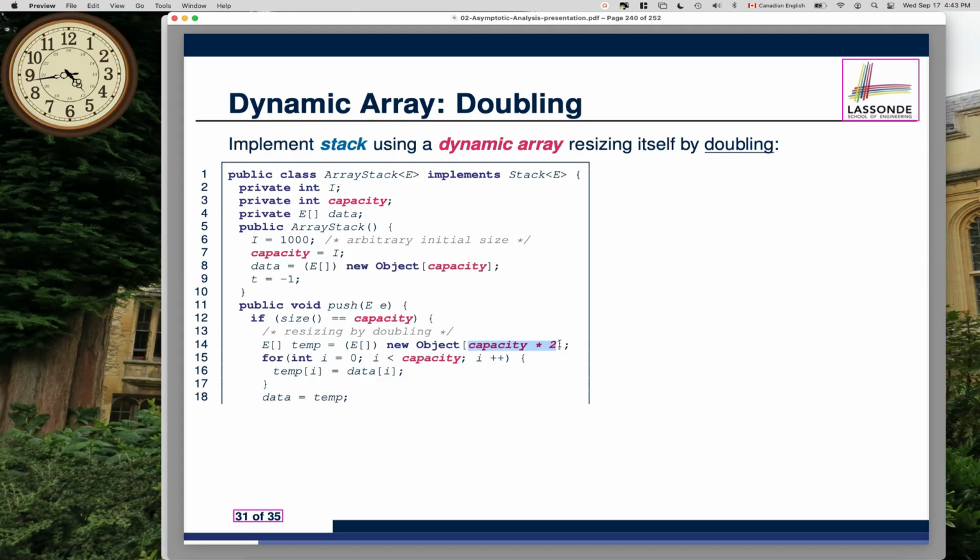I can even tell you, if you actually get an average case running time to be constant, big O of 1, then you're on the right track. Okay. All right, guys, any question about dynamic array?